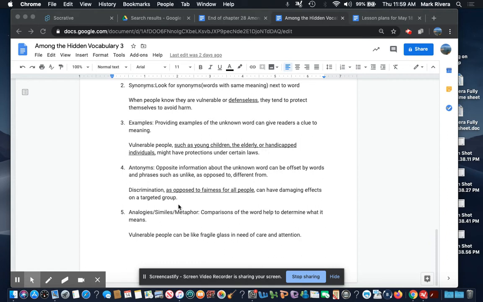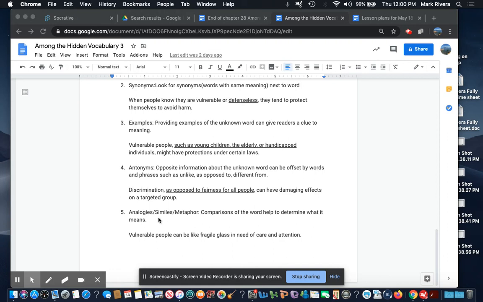Sometimes you'll see the opposite word meaning, so it's called an antonym. Opposite information about the unknown word could be offset by words and phrases such as unlike, as opposed to, or different. So if I see the word unlike, opposed to, or different in there, I know that the word near it has the opposite meaning. So: discrimination as opposed to fairness for all people can have damaging effects. I know that fairness is the opposite of discrimination.